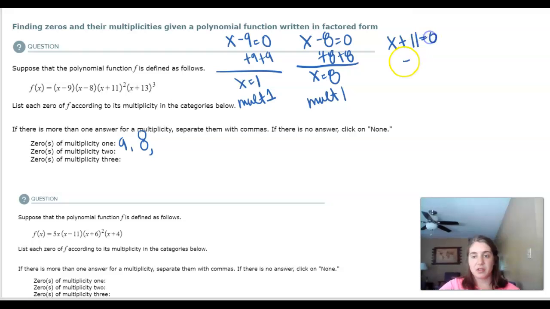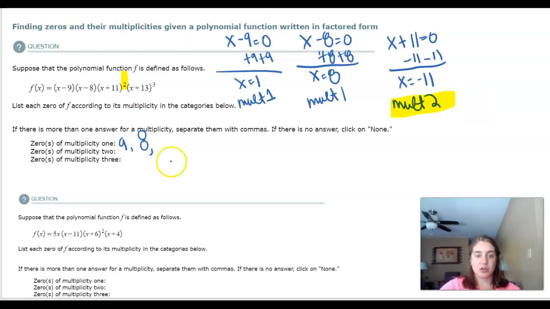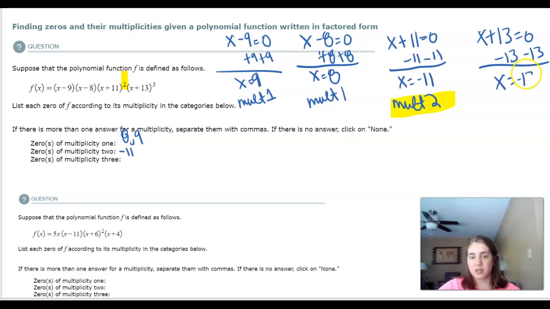x plus 11, we can see that there's a 2 there, so it'd have a multiplicity of 2. So we'd write that negative 11. 8 and 9 have a multiplicity of 1. Negative 11 has a multiplicity of 2. Multiplicity of 3. That would have multiplicity of 3 because it appears 3 times.